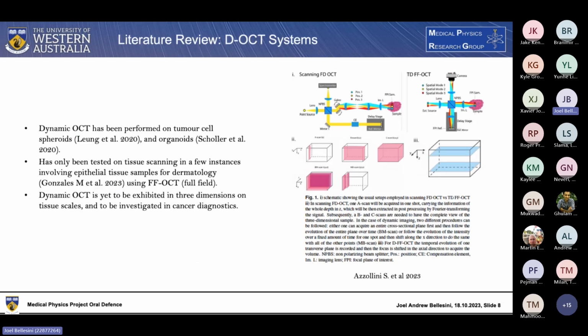detectable frequency of motion. To do a brief literature review on the systems that have been employed to conduct dynamic OCT: dynamic OCT has been performed on tumour cell spheroids and organoids in these two papers by Long and Scholler, and has only been tested on tissue scanning in a few instances, only involving epithelial tissue samples for dermatology and using full field OCT. So this is where our novelty comes in, because it's never been tested on breast tissue for cancer diagnosis.